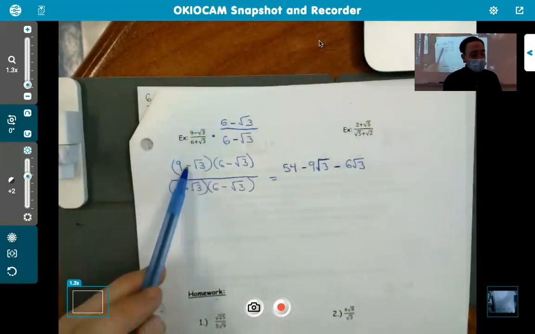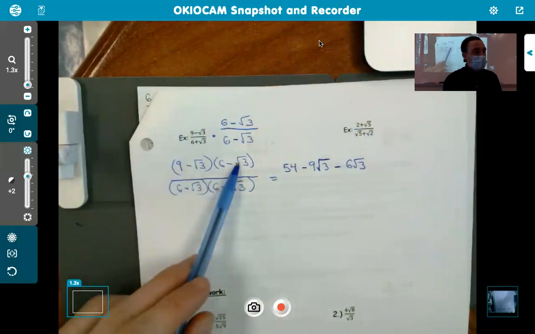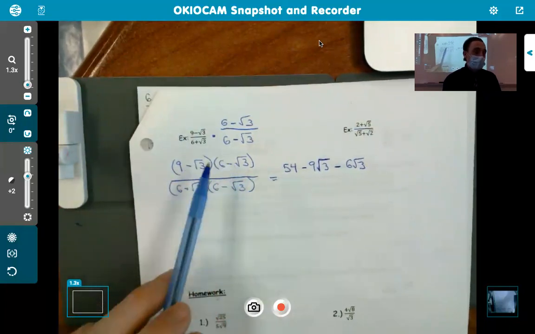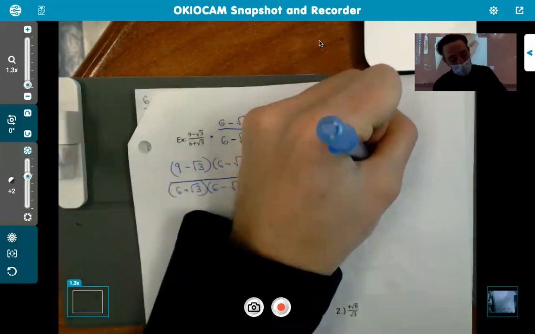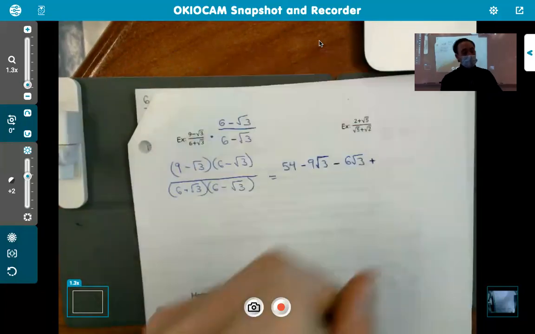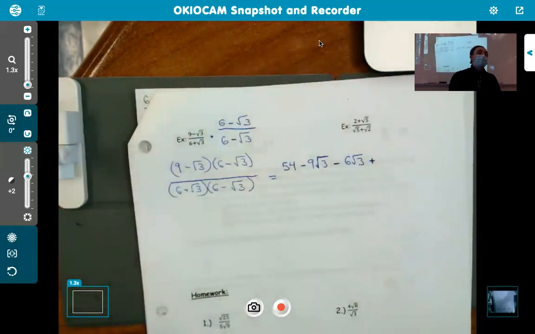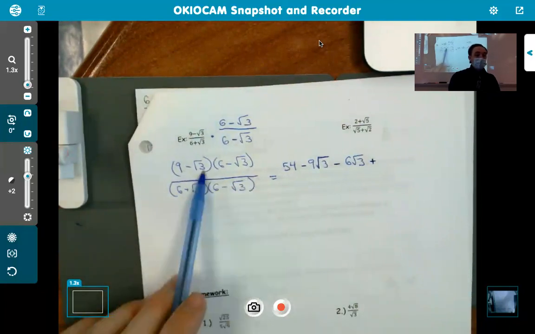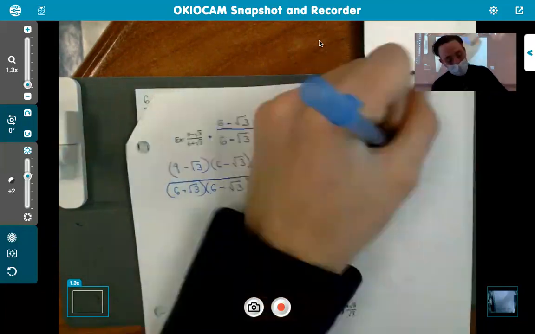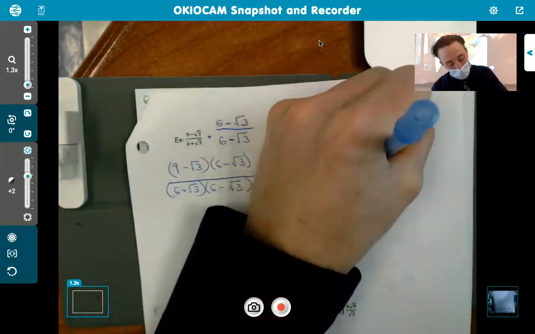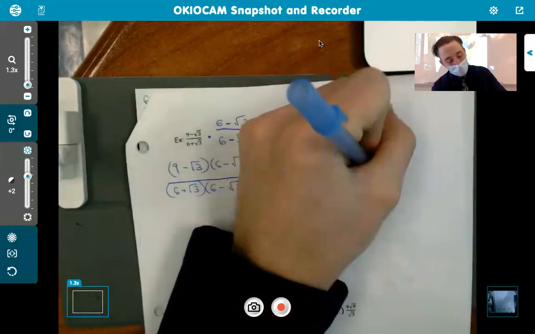And then negative root 3 times negative root 3. Well, what's a negative times a negative give me? A positive. And what's the square root of 3 times the square root of 3 going to give me? Just positive 3, right? Because technically that's square root of 9, and square root of 9 is 3.